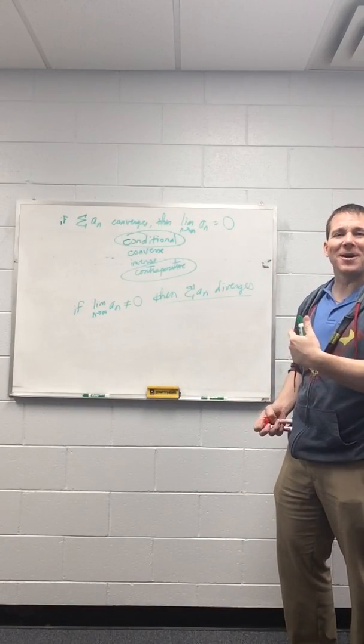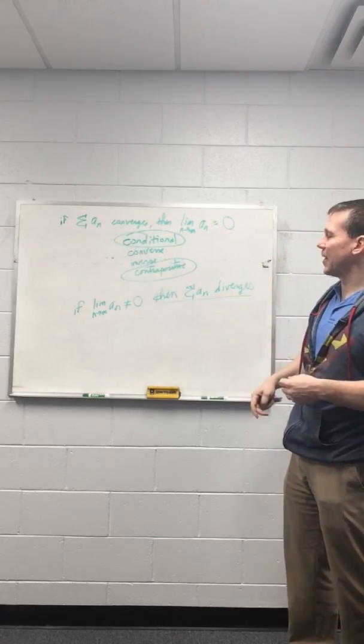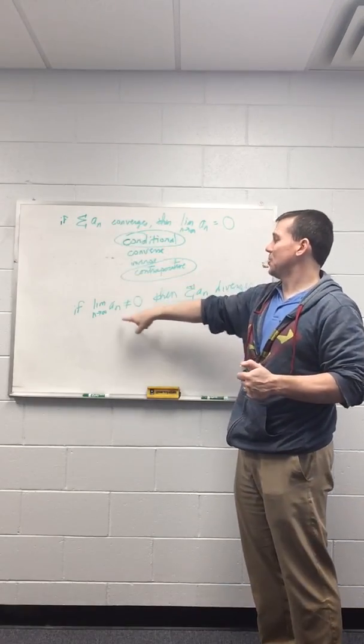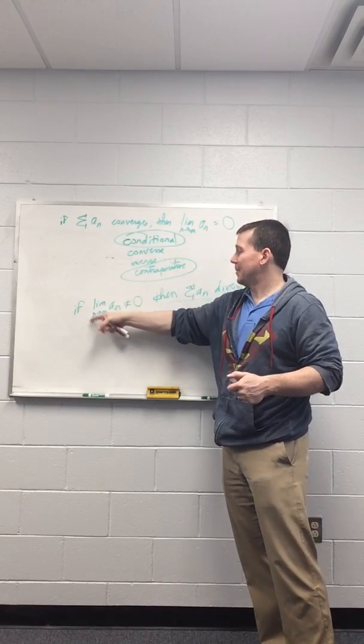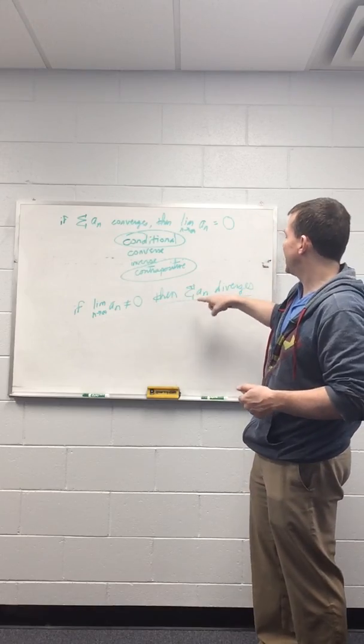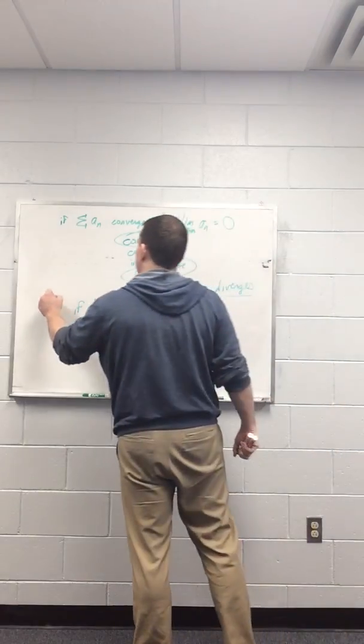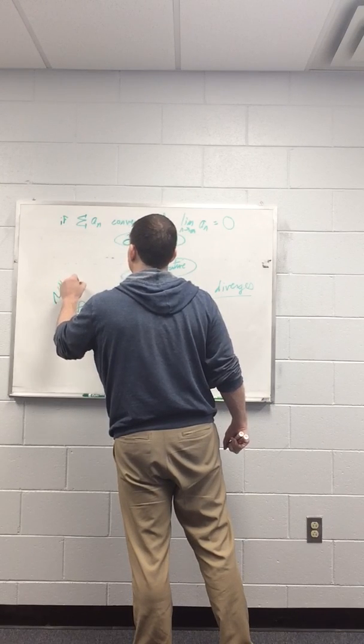Again, if you don't know what the contrapositive is, just trust me. You take a conditional, you flip it, and you negate both things. So now, since this is true, this also has to be true. If the limit as n approaches infinity of the terms of the sequence a sub n is unequal to 0, then the series diverges. This is actually an important test. It's called the nth term test for divergence.